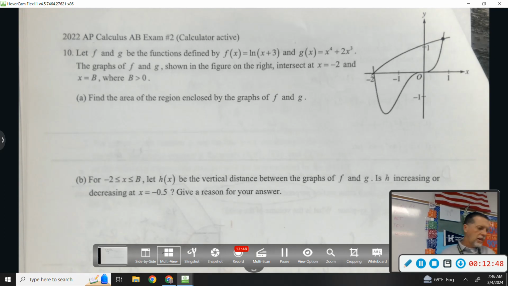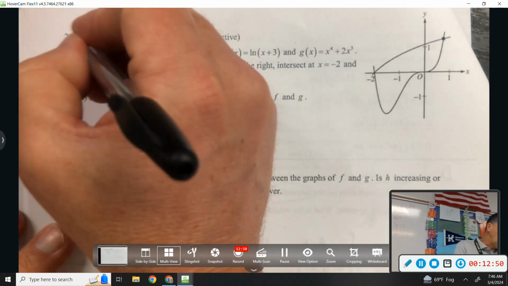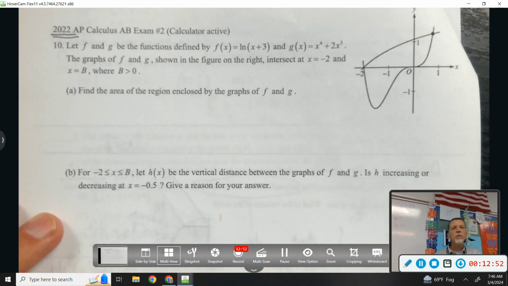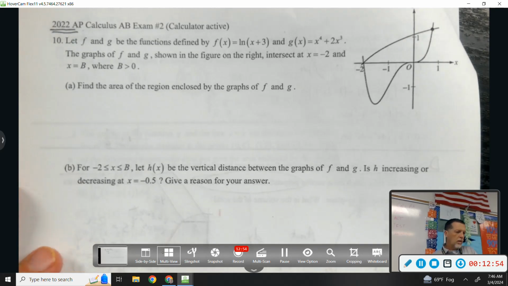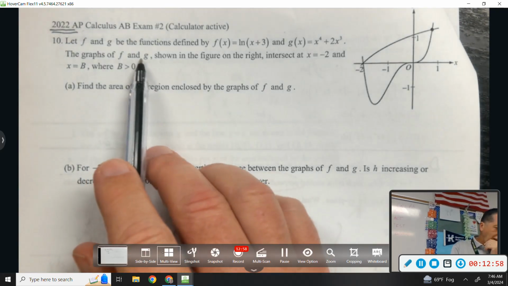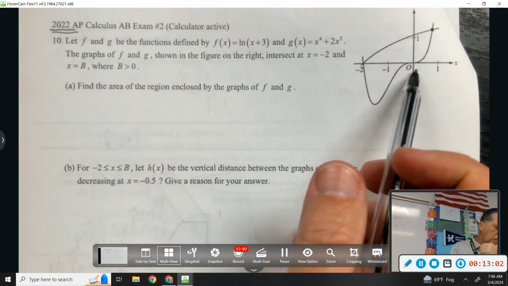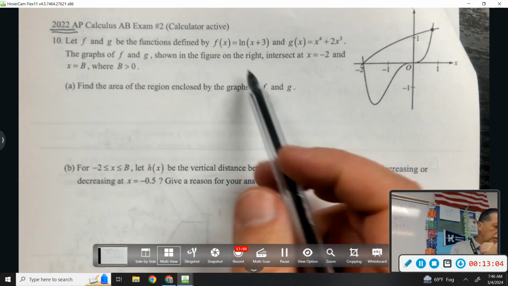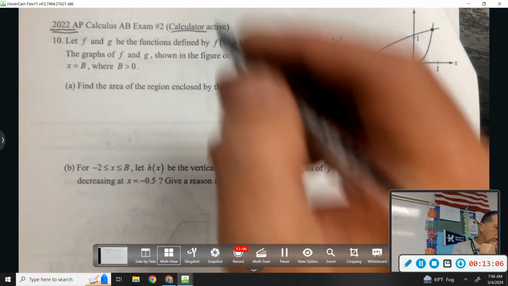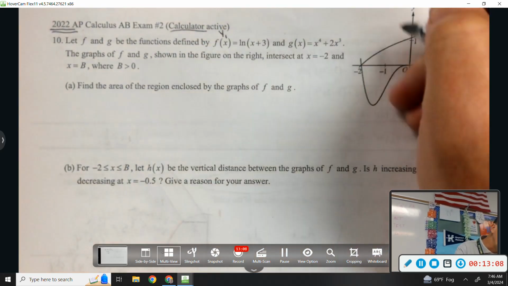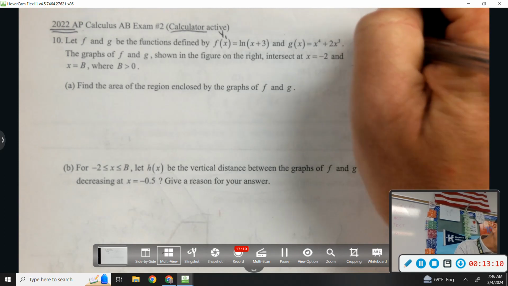Number 10. Look at this. This is a fairly recent AP test question, 2022. Question number 2 from the AP exam. Let f and g be defined by f and g. Here they are in the picture. Calculator active, meaning you can type them in your own calculator if you want. I'm not going to go there just yet.